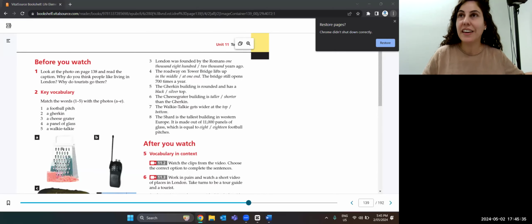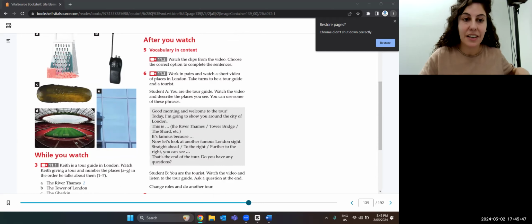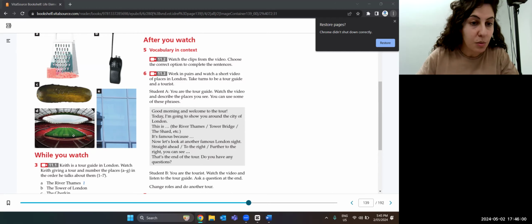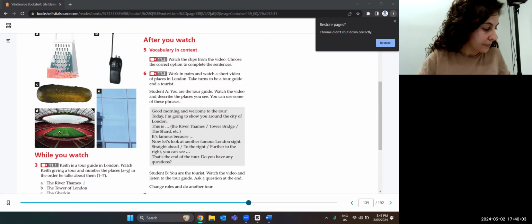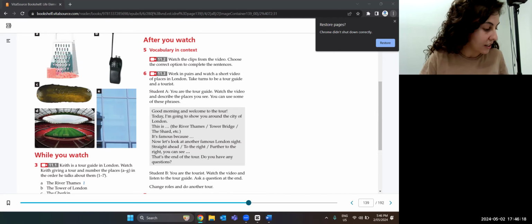So let's look at some vocab for some building structures, places that could be in a city. So we have a football pitch. A football pitch would be this one. It's like saying a football stadium. That's where you go to watch people playing soccer, football, rugby, whatever sport. But in this one, it's a football pitch. A gherkin. This one's a gherkin. It's like a cucumber, the vegetable cucumber, but it's been pickled. It's been put in vinegar and made into a gherkin.